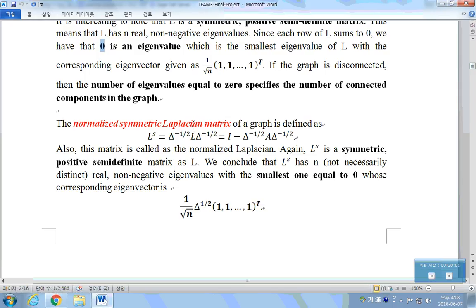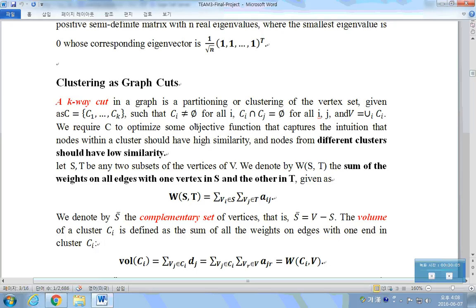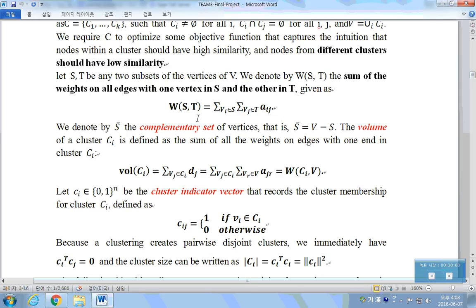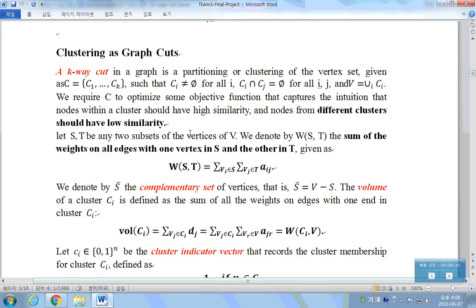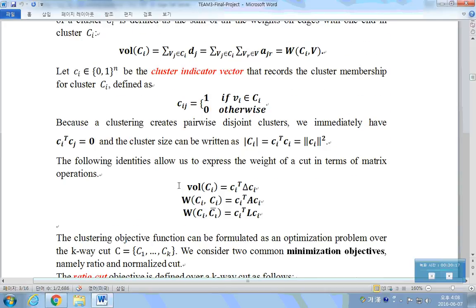Since I am a new student in this area, in my second semester, clustering as graph cuts is supposed to denote the clustering indicator vector. This is the formula: if v belongs to C, then the indicator is set accordingly.